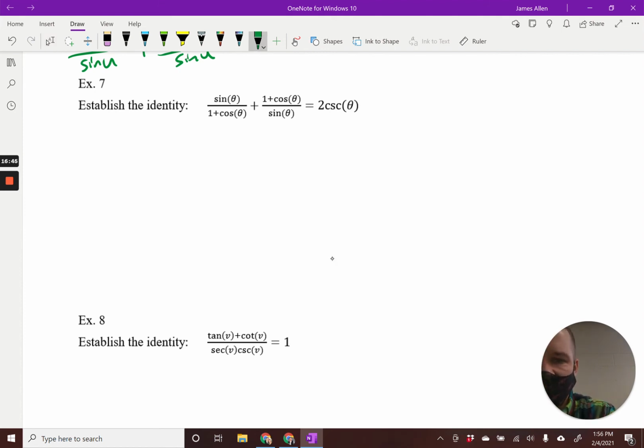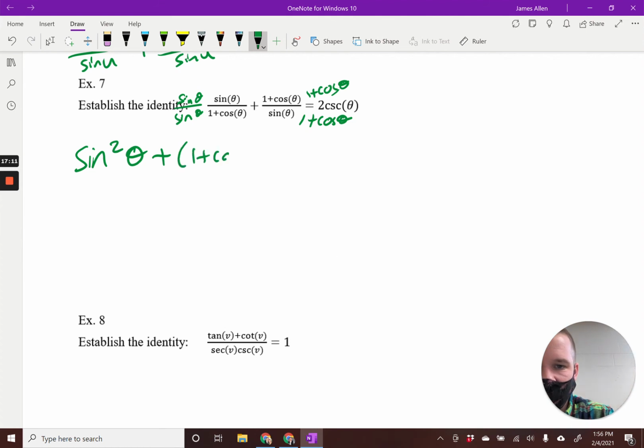These don't have anything in common, so I'm going to multiply by each other. This one will get multiplied by sine of theta over sine of theta, right? A clever form of 1. And this one will be 1 plus cosine of theta over 1 plus cosine of theta. All right. So now what I have is sine squared theta, that's nice to work with, plus 1 plus cosine of theta times 1 plus cosine of theta. I'll FOIL that one out in a sec here.